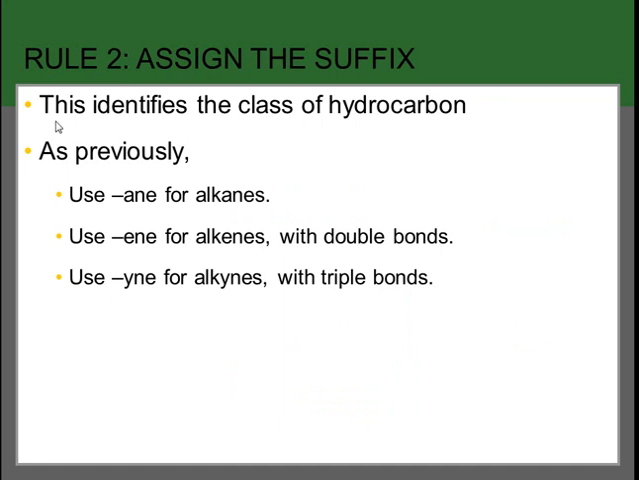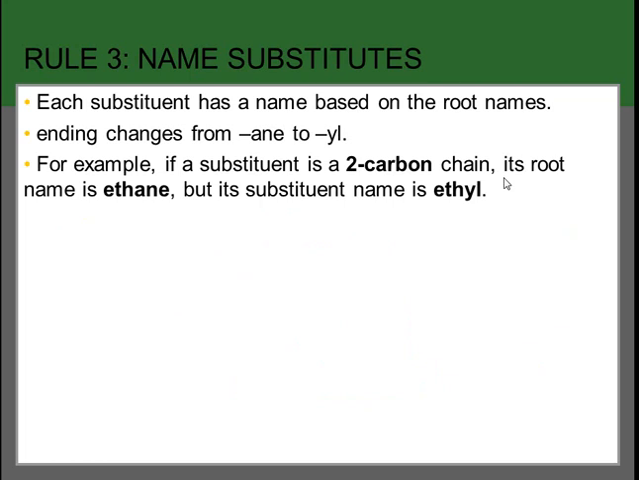Assigning the suffix. We've seen this already. This identifies the class of hydrocarbons. Use ane for alkanes, ene for alkenes, and yne for alkynes. Now we get into rule number 3, naming the substituents. Each substituent will have a name based on the root names, according to the number of carbons it has. We'll change the root name from ane to yl to indicate that it is a substituent and not a full molecule. So for example, if a substituent is a 2-carbon chain, the root name is ethane, but we change it to ethyl to indicate that it is a part of a molecule, not an entire molecule of itself.